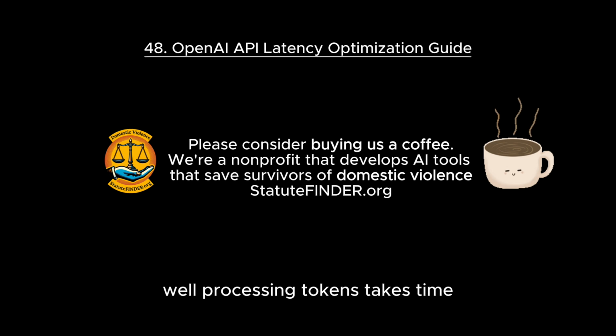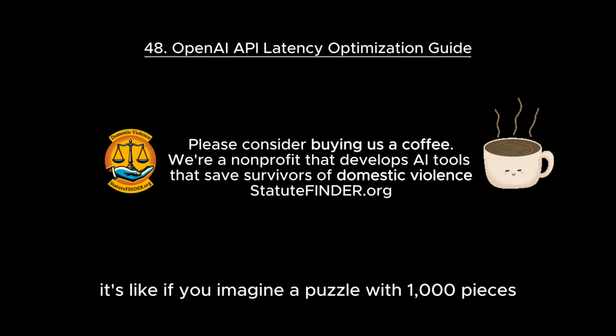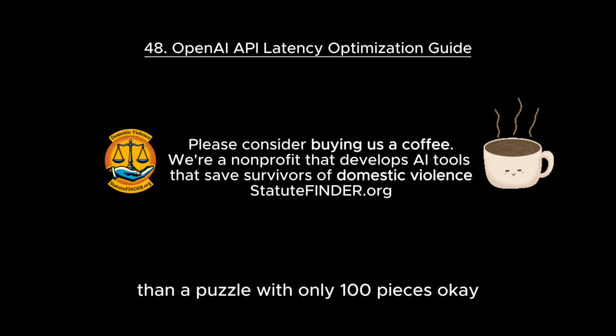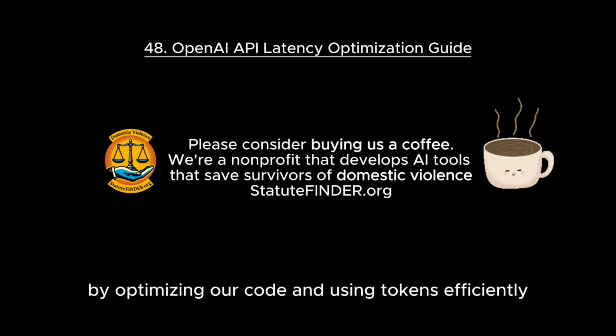Well, processing tokens takes time. The more tokens you have, the longer it takes to process. Imagine a puzzle with 1,000 pieces, it's going to take you longer to put that together than a puzzle with only 100 pieces. Okay, so we want to give the model the smallest puzzle possible by optimizing our code and using tokens efficiently.